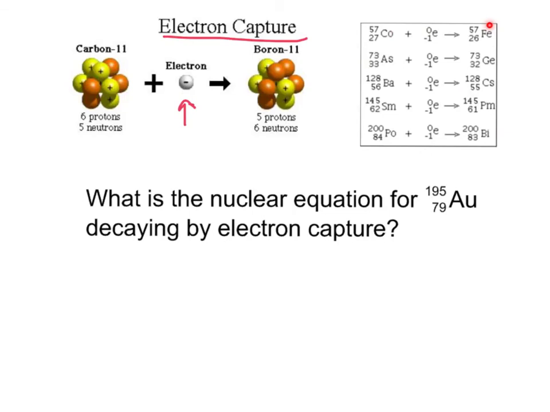So this is a different nuclear equation that we're going to write than the other ones because the electron is captured by the nucleus. So the electron will appear on the left side of the equation because it's captured, as you can see right here. So when you balance this nuclear equation, make sure you write the electron on the left side. See if you can write the nuclear equation for gold-195 decaying by electron capture.